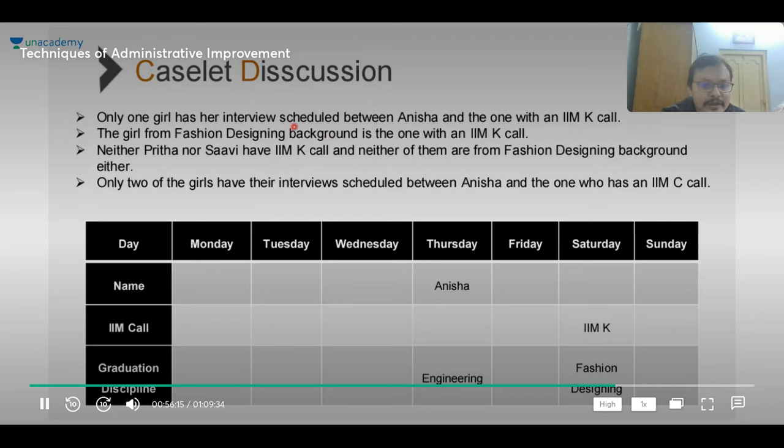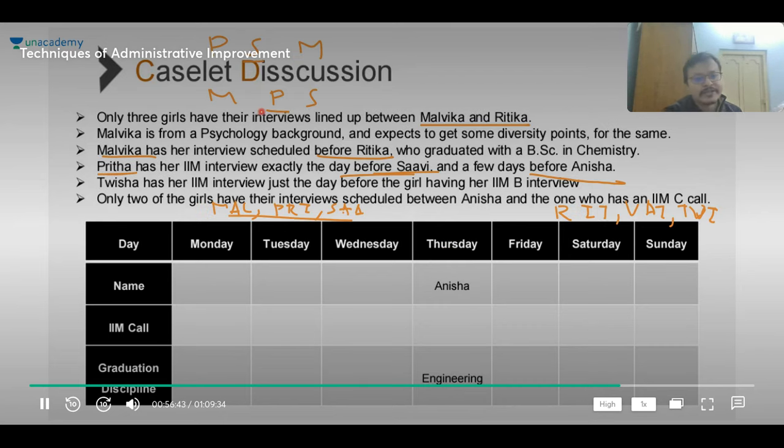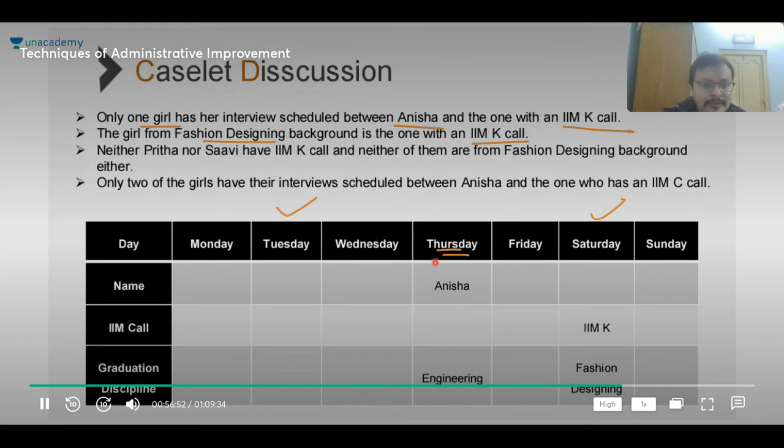Next, it says there is one girl who has interviewed between Anisha and the one with an IIMK call. And the IIMK call is from a fashion designing background. So fashion designing and IIMK must be either Tuesday or Saturday, which is at a one-day interval from Thursday. But the problem is that the fashion designing girl cannot be on Tuesday, because on Tuesday it must be either Savi or Preeta, irrespective of whether it's a PSM sequence or MPS sequence. But the problem is, it says neither Preeta nor Savi have an IIMK call, nor are they from fashion designing background.